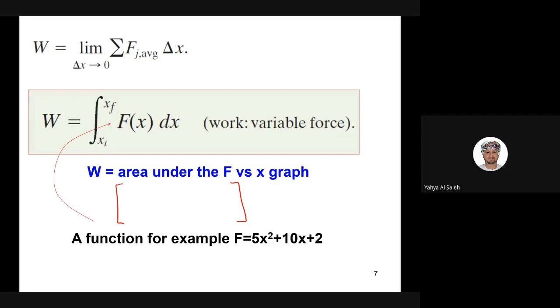So what happens is we integrate the function with respect to dx. So we end up with 5x cubed over 3 plus 10x squared over 2 plus 2x from xi to xf. Simple as that.